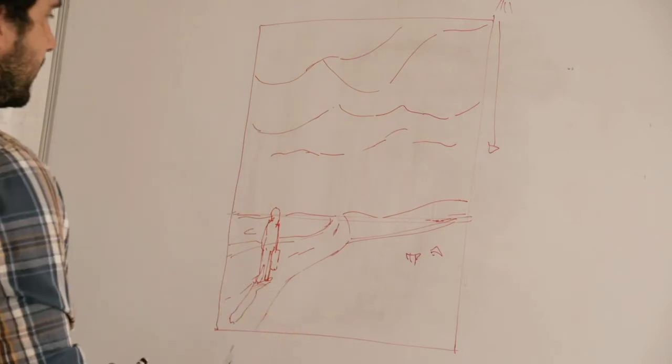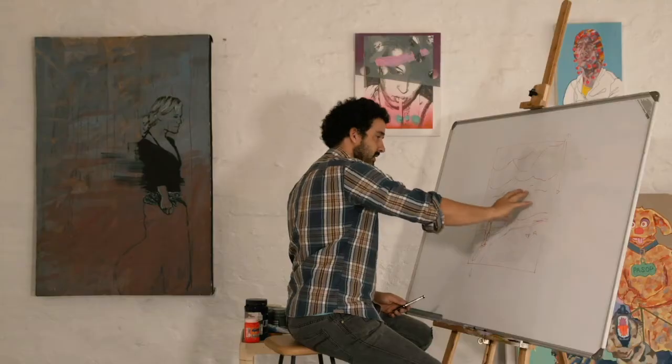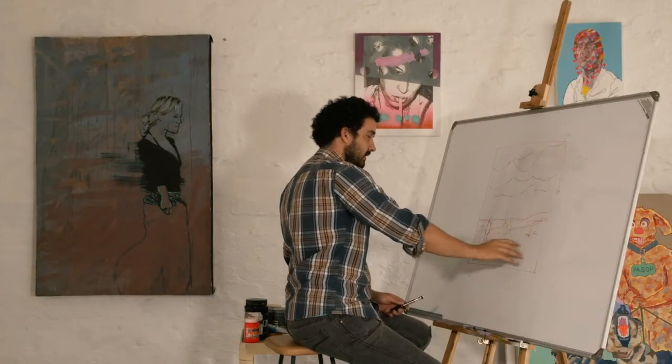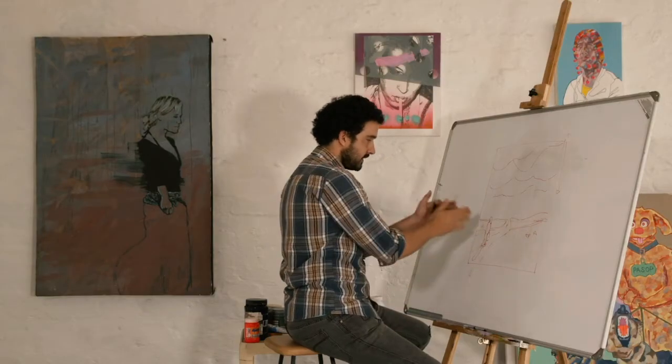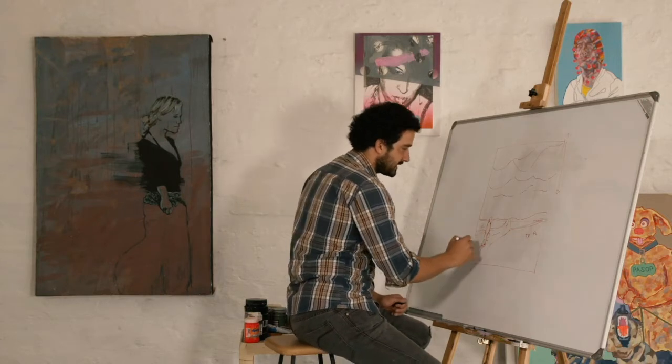So I've got a few decisions I'm going to make. I'm going to say it's going to come from dark to light over here. The hills are going to be quite dark. I want the road to be light, and the figure is going to be dark because I don't want to do too much. So I'm going to start with my lighter lines.